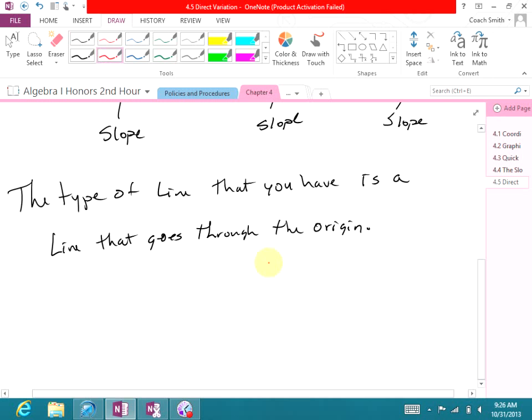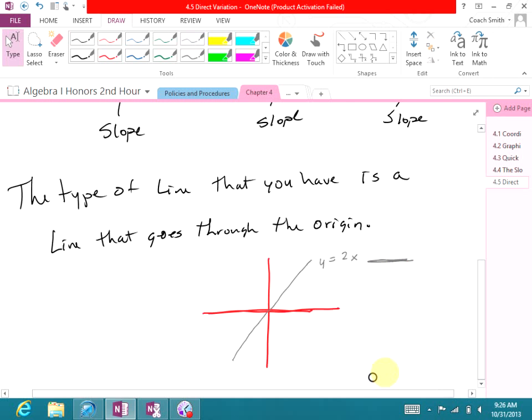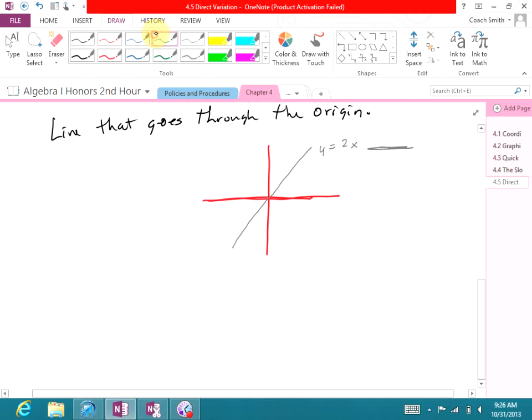In other words, if I have a graph, this type of line goes through the origin. When you see, for example, this might be y equals 2x, because there's no other part of the equation here. In other words, we're used to seeing equations that look like y equals 2x plus 3. But now we don't have this part. Eventually they will call that the b.